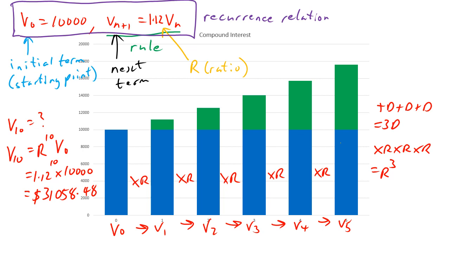And as you can see, that's getting us a lot more interest than we got before. Before, with simple interest, same amount, 12%, we only got $22,000, but now we're getting $31,058.48. So it's giving us a massive, massive return. So compound interest is way better than simple interest. And we can write that as a formula. So Vn equals R to the n times V0. And that's a useful formula also to write down.